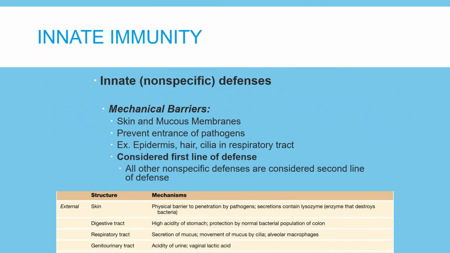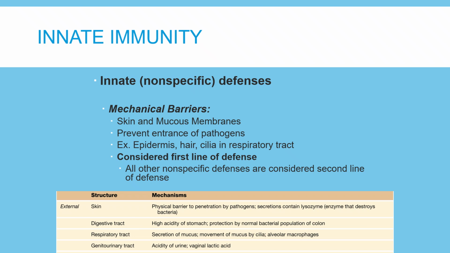All right, so innate immunity, innate defenses are non-specific, they are general. They include our mechanical barriers, which are just going to be our skin and mucous membranes, and their main goal is to prevent entrance of pathogens into the body, okay? So this includes the epidermal layer of our skin, hair, the cilia within our respiratory tract. These barriers are considered to be the first line of defense. Anything else that's non-specific in general will be considered to be a second line of defense, okay?